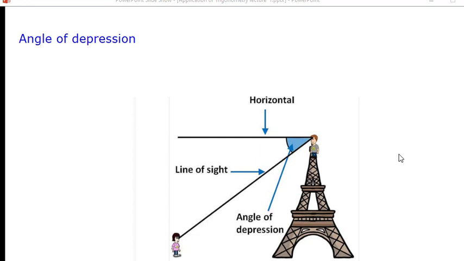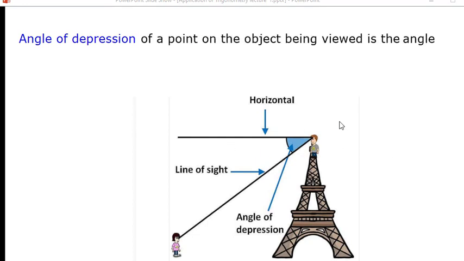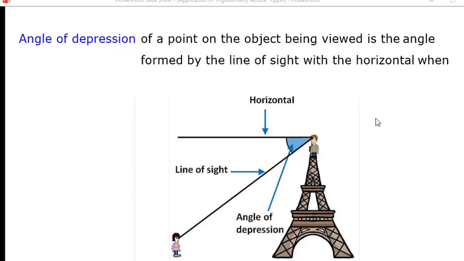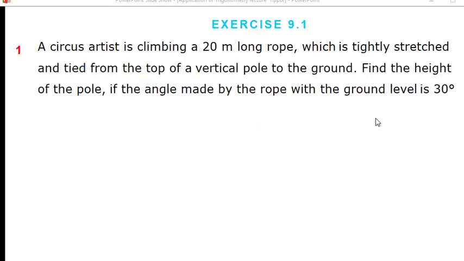And third is angle of depression. Again see the diagram. Angle of depression of a point on the object being viewed is the angle formed by the line of sight with the horizontal when the point is below the horizontal level. So when I am looking something down, the angle which is made with horizontal is angle of depression. When I am looking up, then the angle made by the horizontal is angle of elevation. So three terms are enough to go through this exercise.